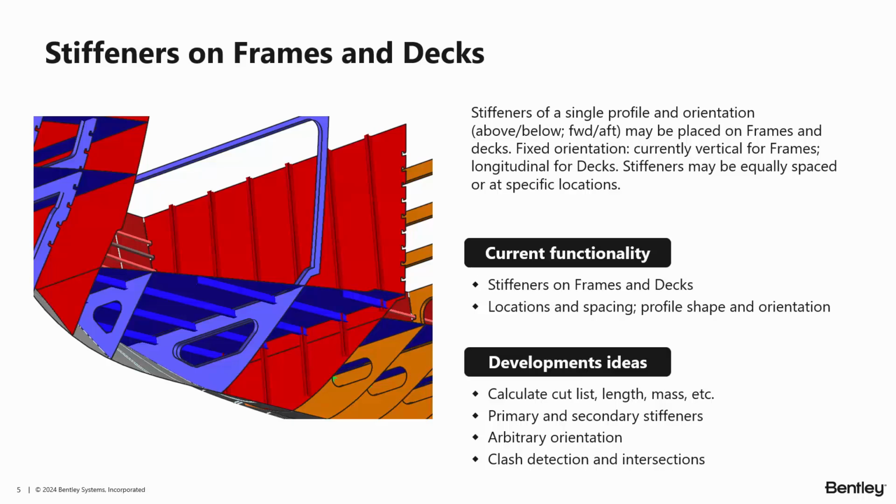Some of the ideas we're also thinking about is having multiple sets of these, so you might have primary and secondary stiffeners, and being able to allow them to be of arbitrary orientation instead of fixed vertically on frames and longitudinally on decks.